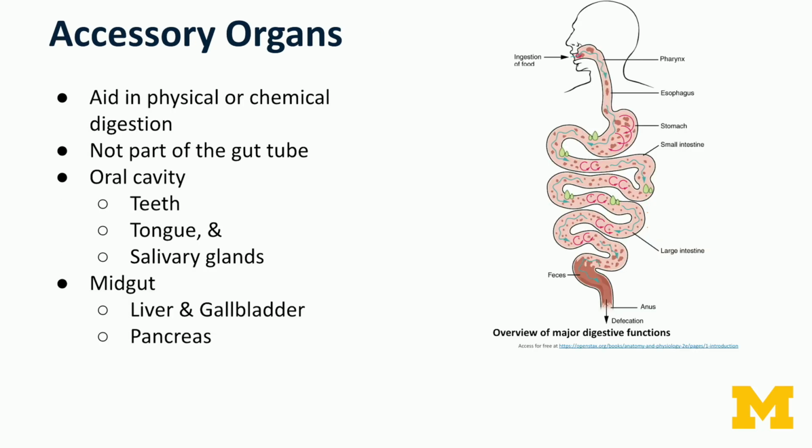So what is an accessory organ for the digestive system? It is anything that aids in either physical or chemical digestion without being part of the gut tube itself. And so there are two regions where accessory organs congregate their function. The first, and that will be the large focus of this video, is the oral cavity, where we have the teeth, the tongue, and the major salivary glands.